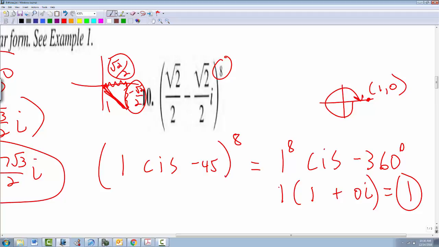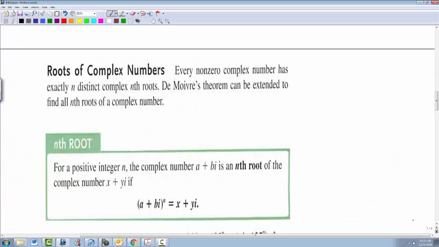I guarantee the FOILer would make a mistake at some point when they FOIL 7 times and not end up getting 1, but it would be 1 if you FOILed right. And you go through that whole long process, and I just got that done in a minute. Are you kidding me? Do not write this down.